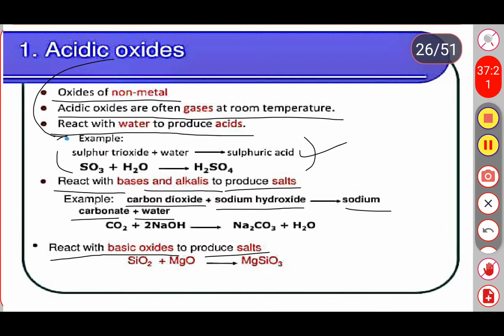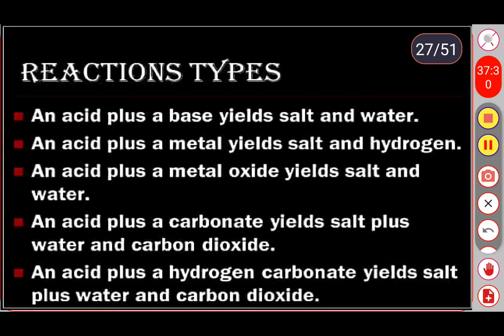Now come to the most important concept of this chapter, that is the reaction of acid with the different components. So see here, the reaction types. The first one is acid. When acid is combined with a base, what will we get? Salt and water. So this is the first type of reaction.